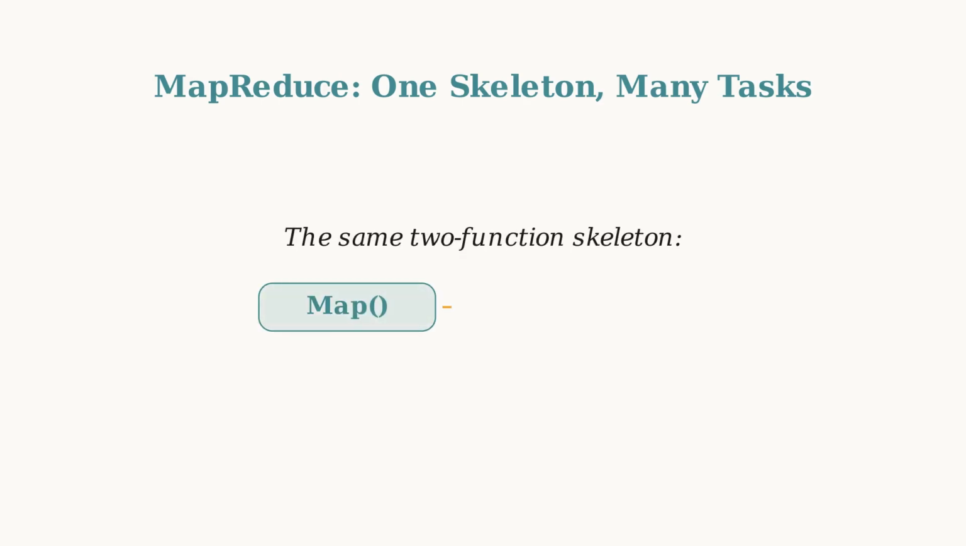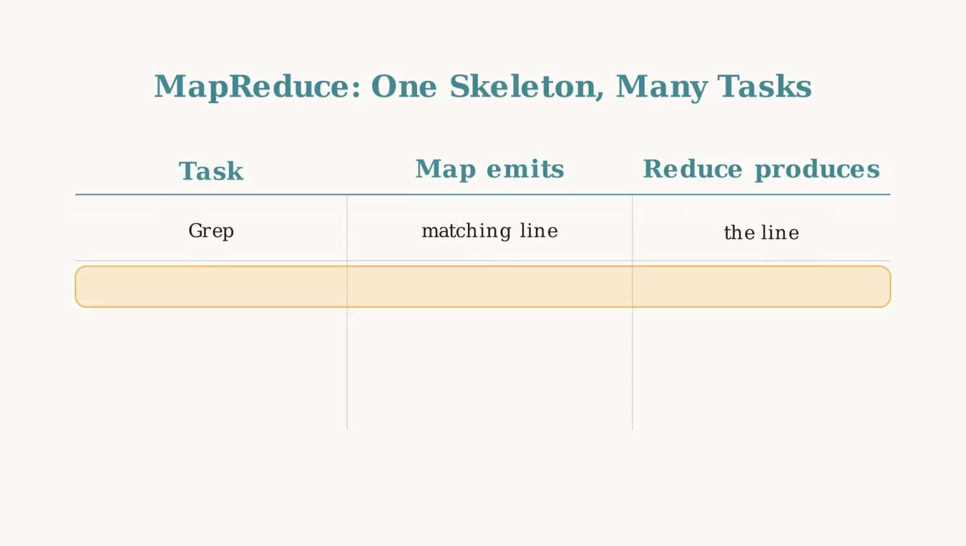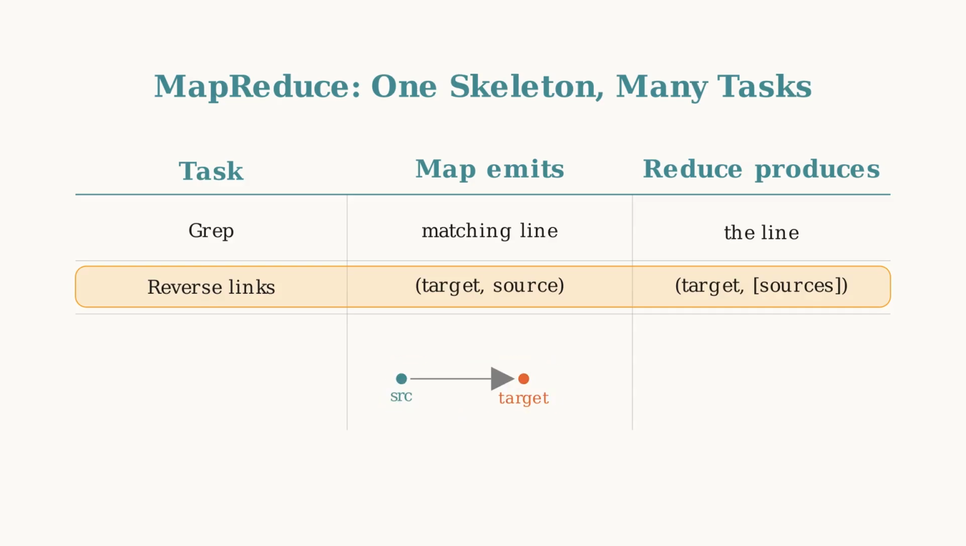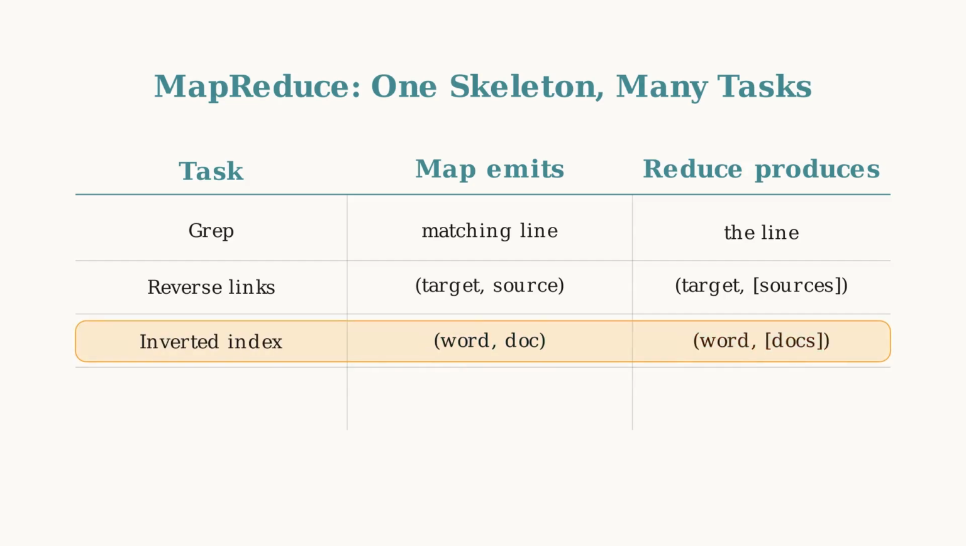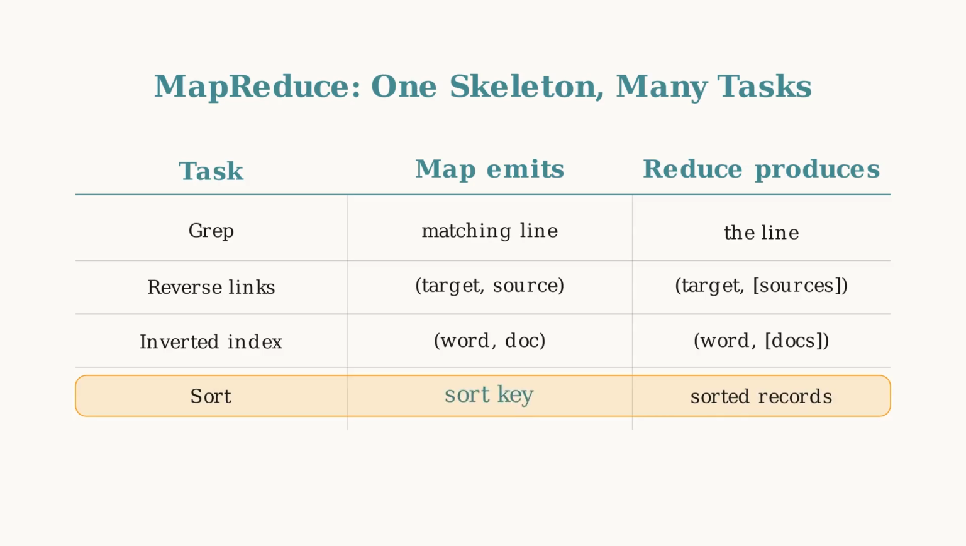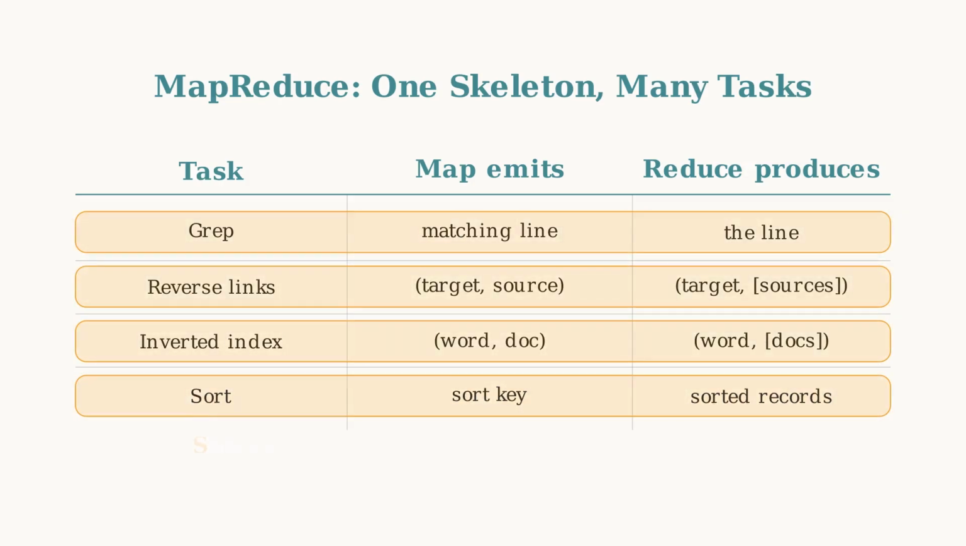The same shape covers a startling range of work. Distributed grep? Map emits a line if it matches the pattern. Reduce is the identity. Reverse a web link graph? Map emits (target, source) pairs for every hyperlink. Reduce concatenates all sources pointing at each target. Building an inverted index, the core of a search engine? Map emits (word, document) pairs. Reduce collects the document list for each word. Sorting a terabyte? Map extracts the sort key. Reduce writes records out in order. The same 2-function skeleton, wildly different applications.